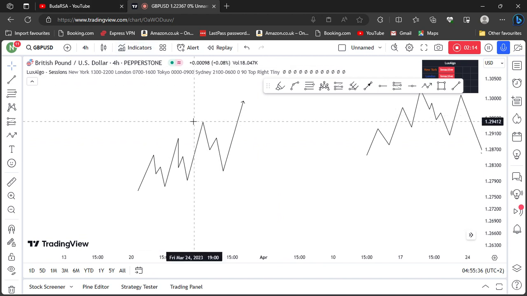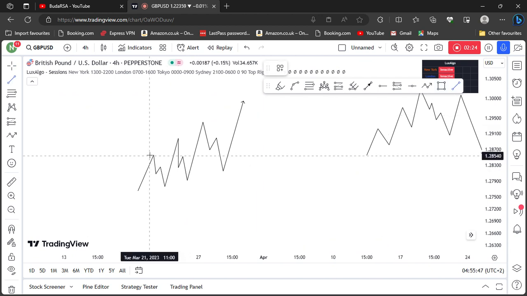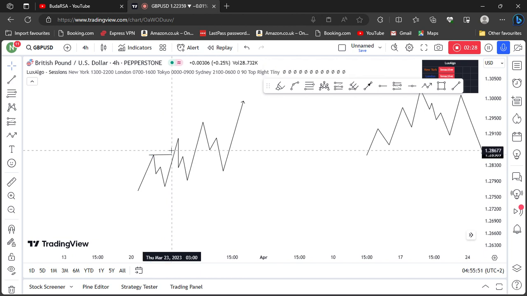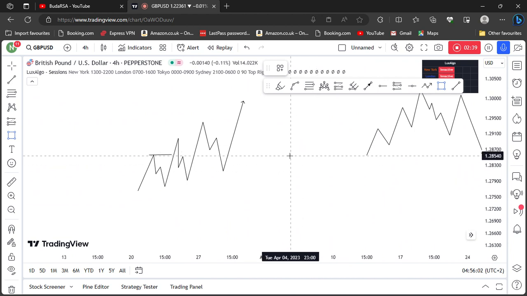So what do I do to catch a sniper entry using liquidity and order blocks? When I see that my price broke the previous high on an uptrend, what I'm going to do is look for an order block laying below the liquidity. I'm going to look for an order block laying below the liquidity.